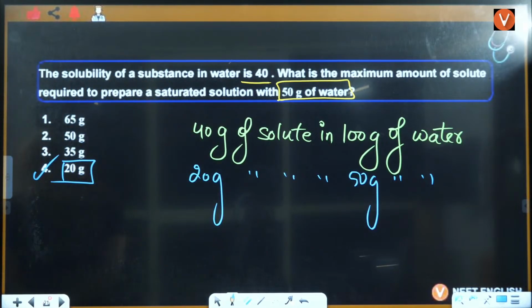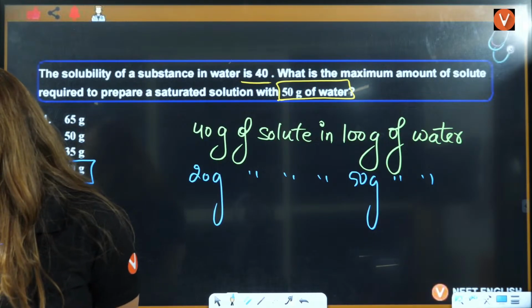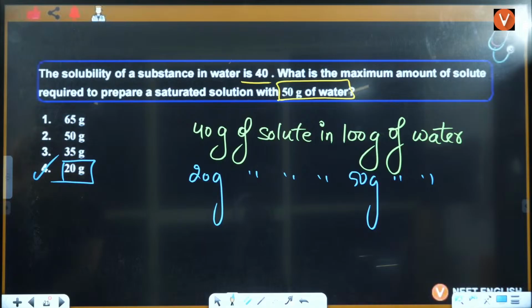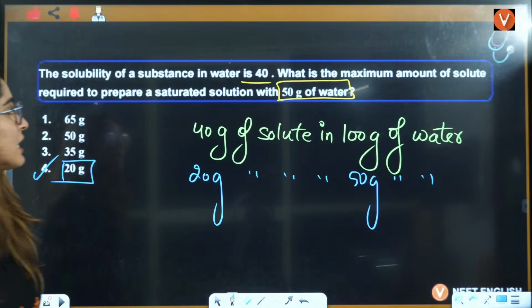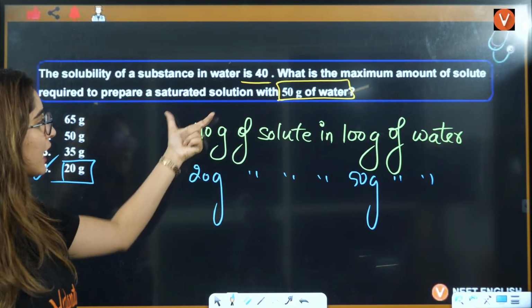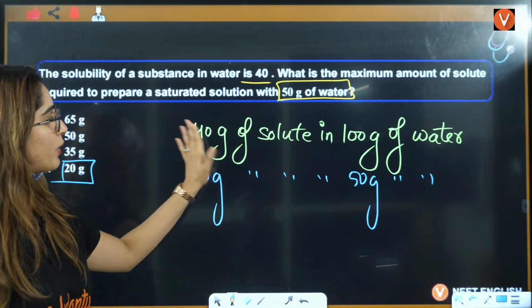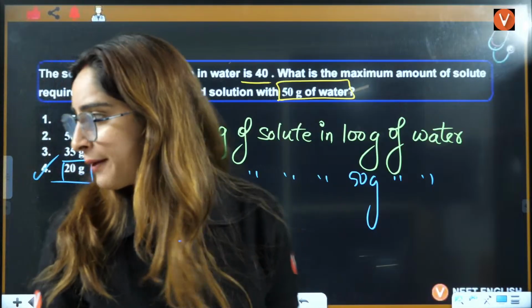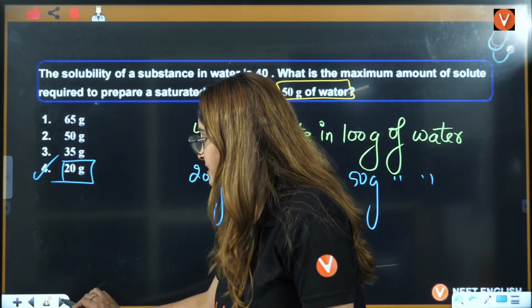Is that clear to everybody? What is very hard to understand, beta? What is very hard? You can tell me. Right, 40 gram of solute in 100 gram. Apply the unitary method. That means divided by 2, 20 gram in 50 gram. Okay, understood?